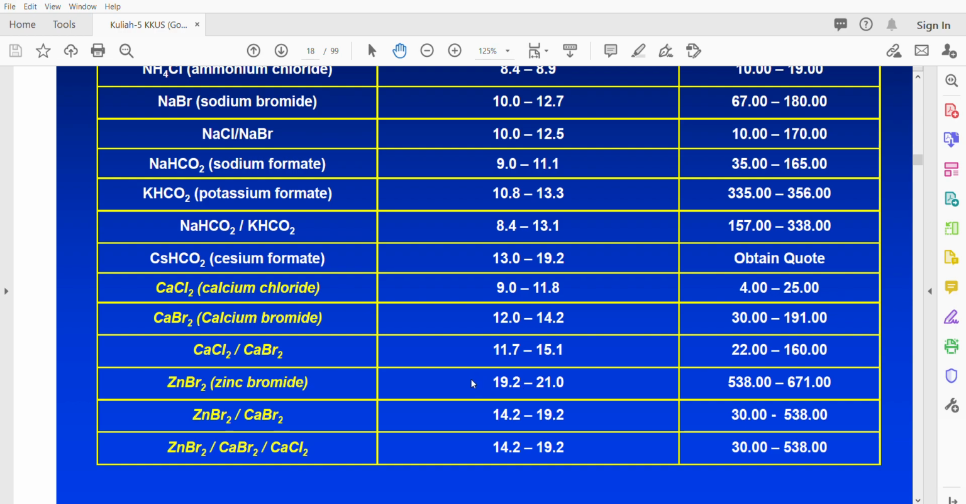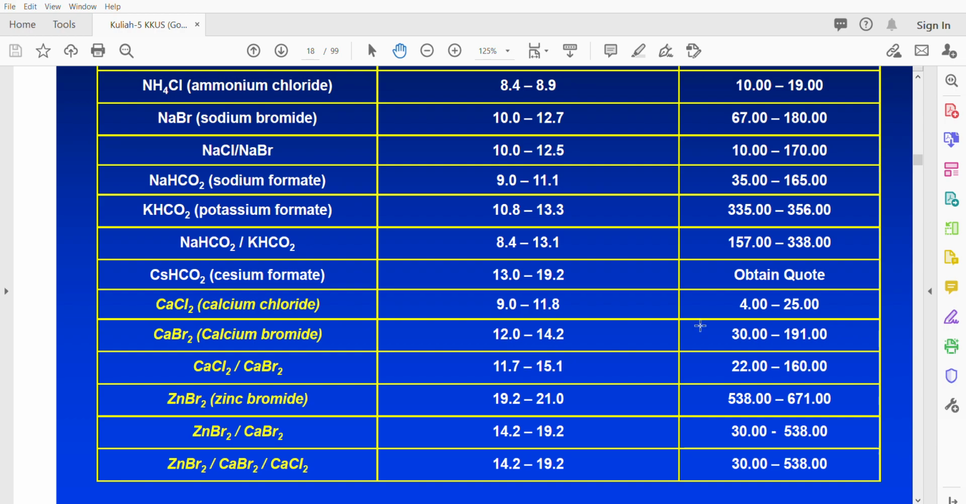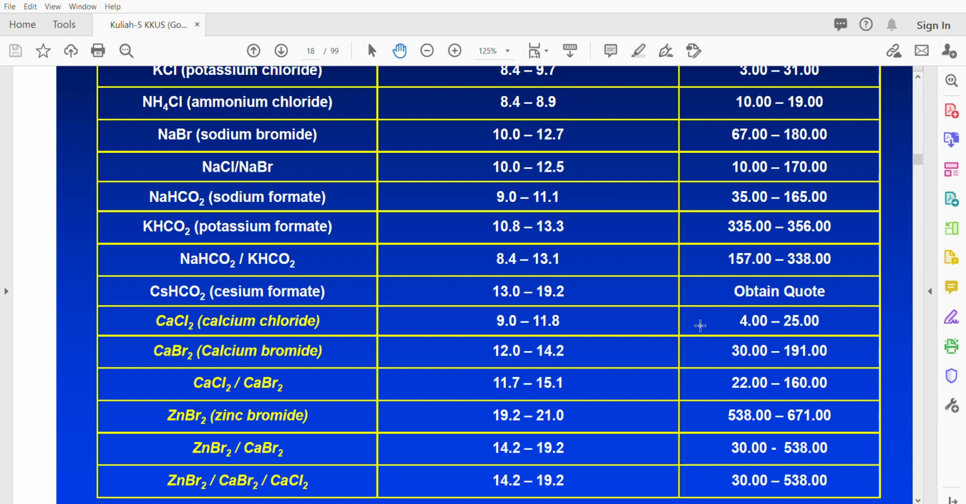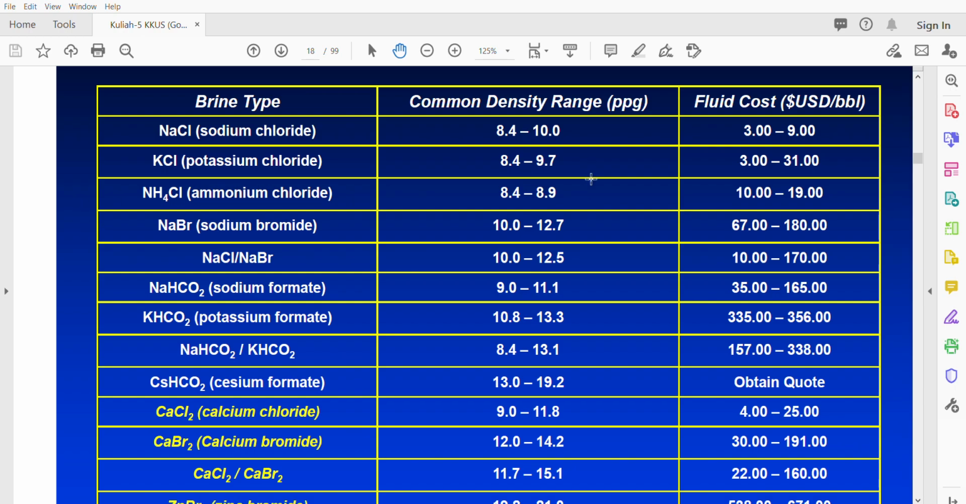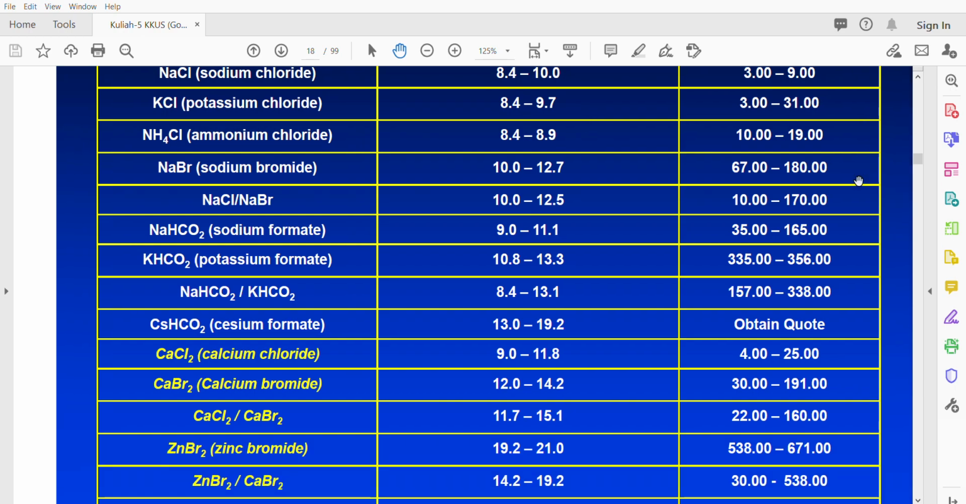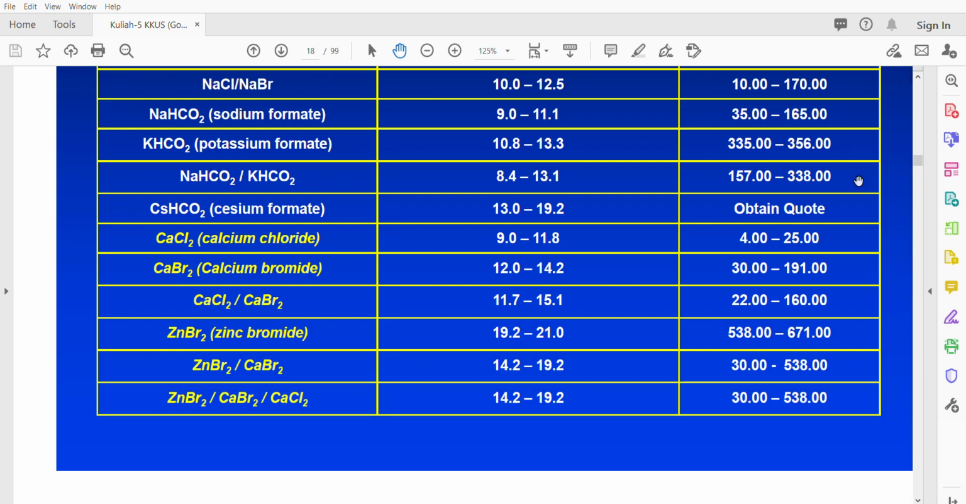Okay guys, let's continue with the completion. Last time on the exam, remember that I was asking about whether the heavier the mud, the more expensive the price of the mud. See, this is the brine type, and that's the density, and the cost will be higher and higher and higher.